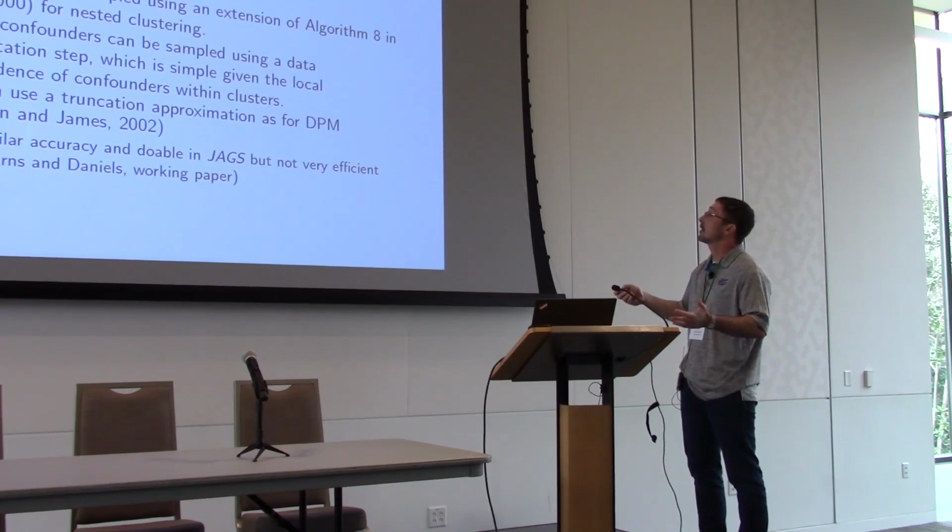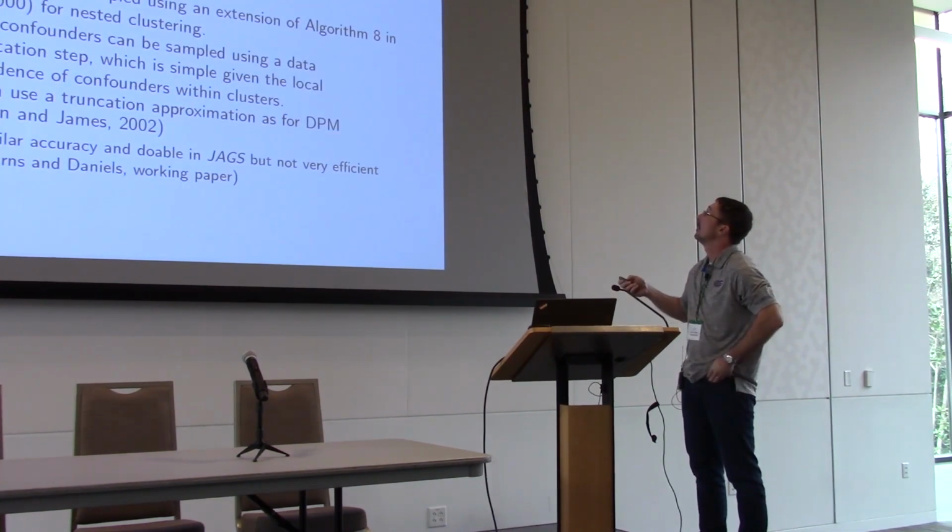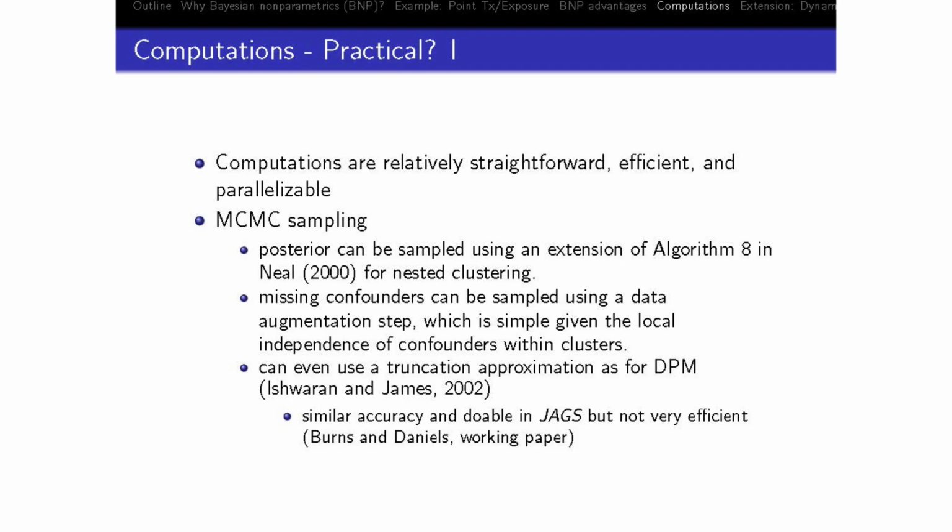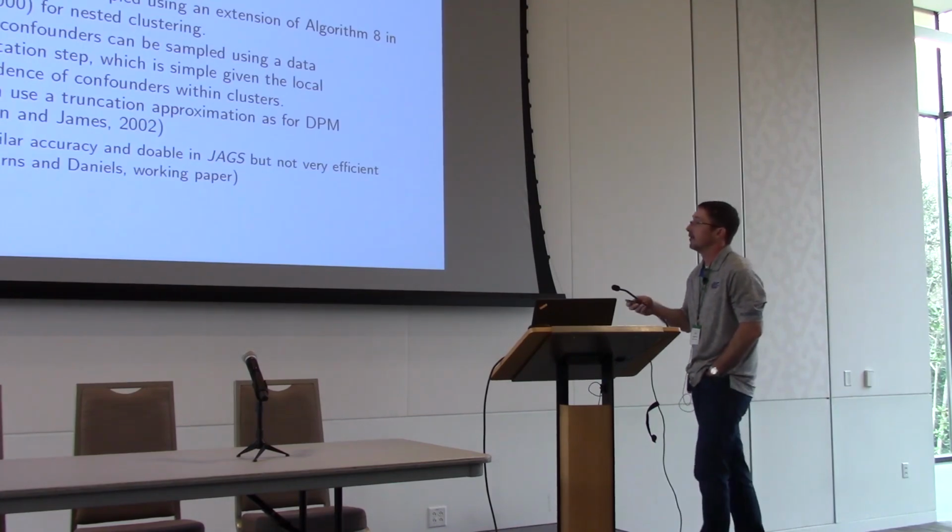In terms of computations, they're actually pretty straightforward, relatively efficient, and you can super parallelize it. And I'll talk about what I mean there. In terms of MCMC sampling, you can just use a relatively simple algorithm. We're trying to code this up so it's appropriately user-friendly to everybody. Again, you can deal with missing confounders with data augmentation. You can also do a truncation approximation, similar to what people use for Dirichlet process mixtures, and fit it in JAGS. That's not particularly efficient.